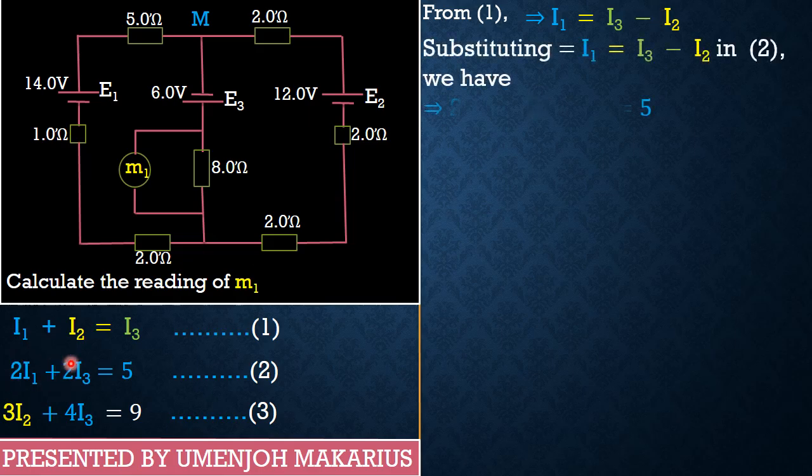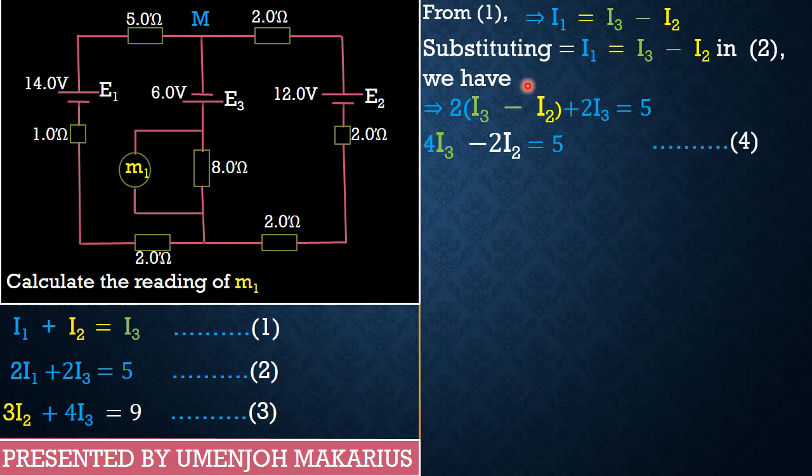By so doing, guys, we are going to have 2 into our I1, which is I3 minus I2, plus 2I3 equal to 5. So friends, keep in mind that all our physics is over for now. All we have to do now is to apply the maths, and I believe you guys can do it, so I'll just do it for formality's sake. Simplifying, we are going to have 4I3 minus 2I2 equal to 5. So we can call this our equation 4.